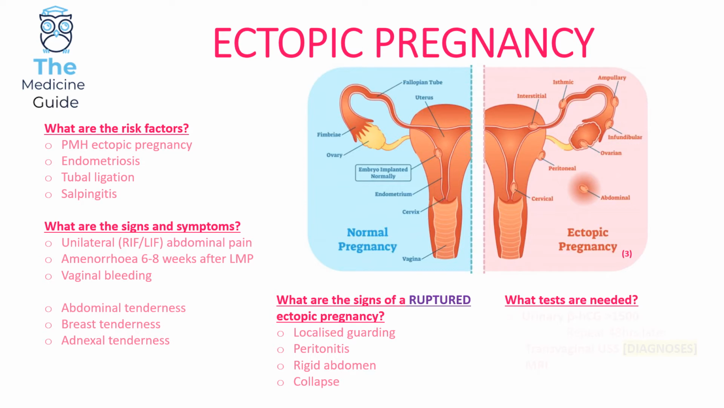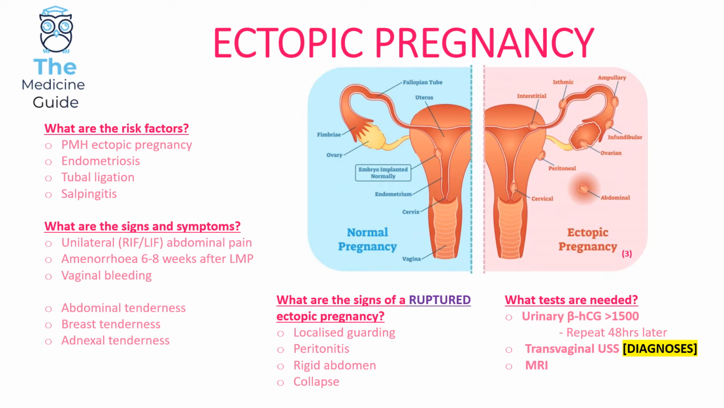In terms of tests, it's important that we measure the urinary beta-HCG because that helps to confirm pregnancy. A normal pregnancy would involve a situation where the beta-HCG will double in value over 48 hours. In an ectopic pregnancy, the urinary beta-HCG will be extremely high. If it's greater than 1500, then this is very, very suspicious.